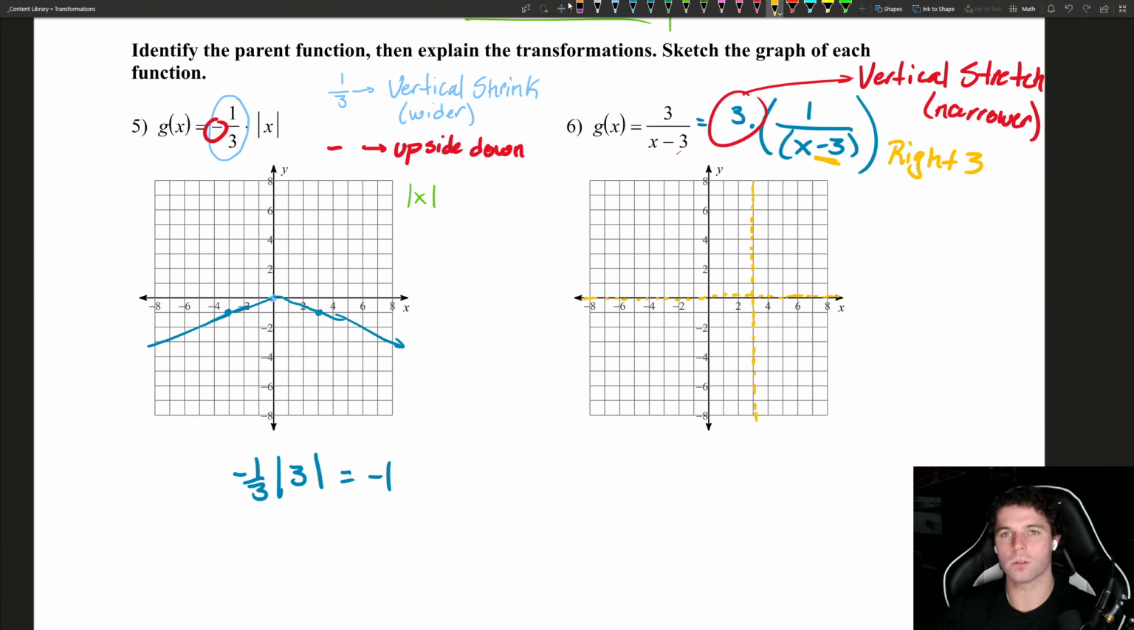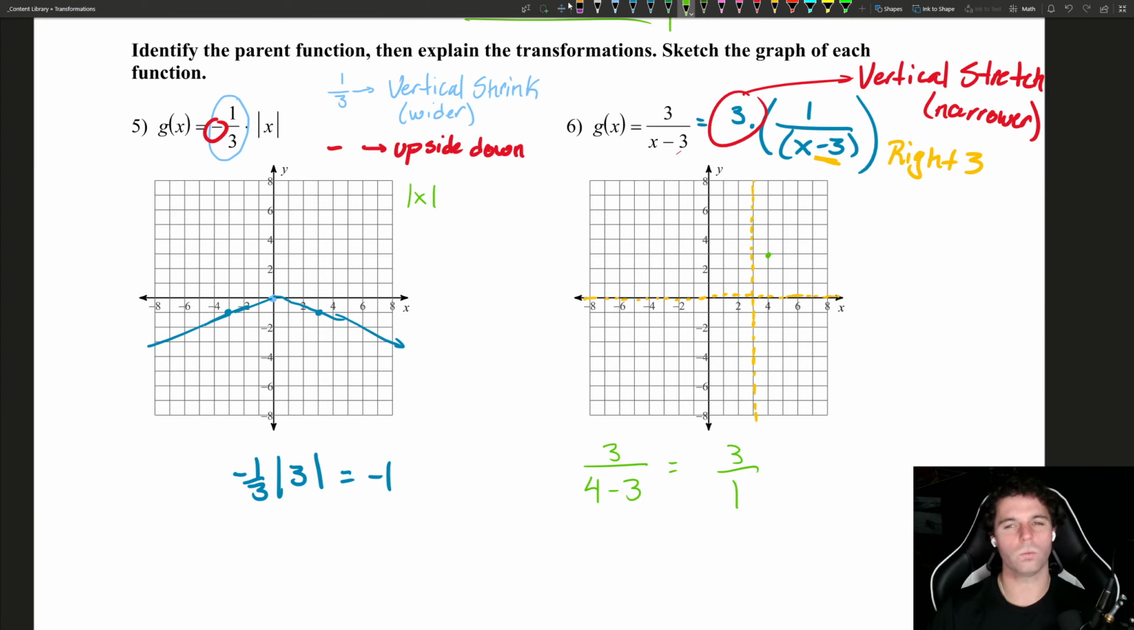Okay, and then again, we can just plug in points. So if we plug in 4, we get 3 over 4 minus 3, which is 3 over 1, which is just 3, right? So that would be right here. You're probably going to need a couple more points from this. The good thing is you only have to really do one side because it's symmetric.